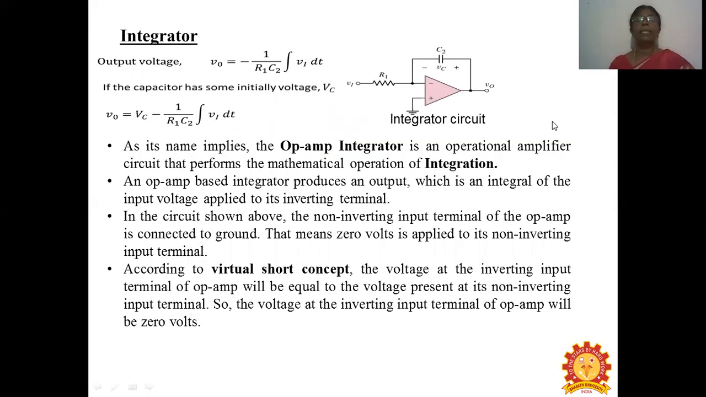Next one, integrator circuit. This is the circuit diagram of the integrator. Here, the input signal is connected to the inverting terminal of the operational amplifier through one input resistor R1, and one capacitor is connected across the feedback of the circuit. The voltage across the capacitor is represented by VC, and the non-inverting terminal of the operational amplifier circuit is connected to the ground point.